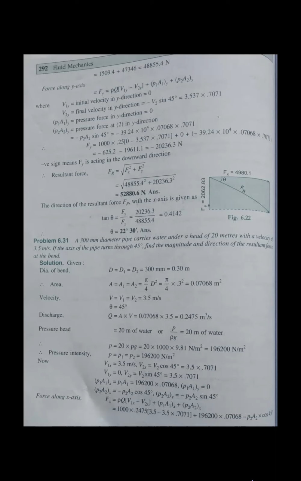And then the resultant force Fr is equal to square root of Fx square plus Fy square. And the direction of the resultant force is given by tan theta equal to Fy by Fx. In that way, you can find at what direction the resultant force is acting, and what Fx and Fy are.